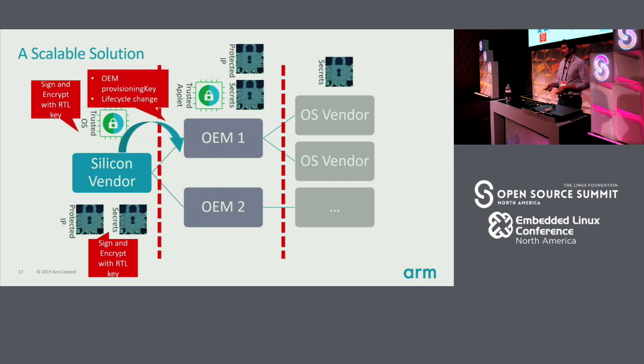Before moving to the next stage, what the silicon vendor would do is create an OEM provisioning key. So there's a bit of a complex challenge where you need to solve this problem operationally as well as technologically. The silicon vendor will create a provisioning key for the OEM, but it needs to somehow transmit that key to the OEM.